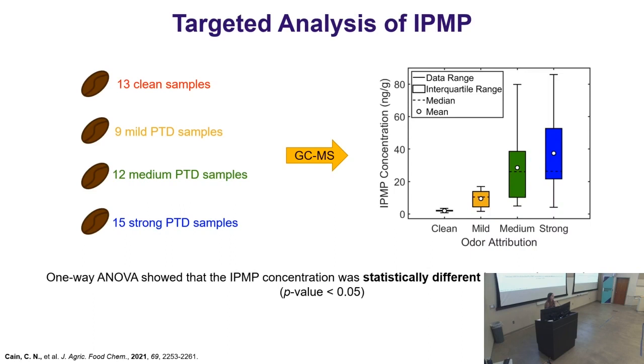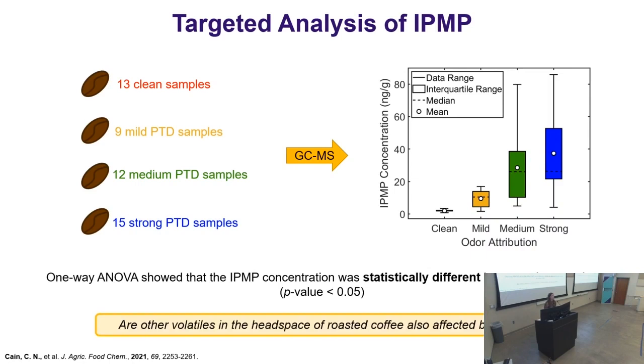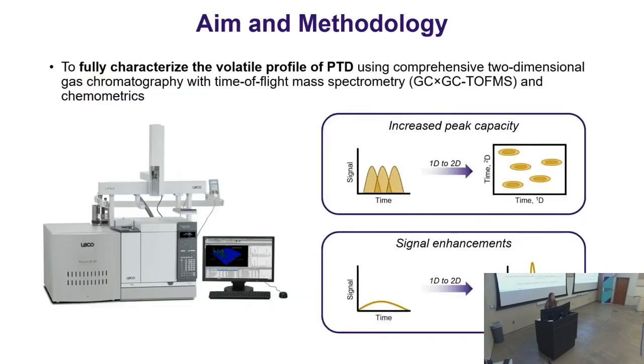So this is really great. We were able to say that IPMP is correlated to odor severity of potato taste defect. But then we got to wondering, well, if potato taste defect is affecting IPMP, it's most likely affecting other volatiles in the headspace of roasted coffee beans. So to fully characterize that volatile profile of potato taste defect, we decided to switch gears completely and move to comprehensive two-dimensional gas chromatography with time-of-flight mass spectrometry, and also chemometrics.